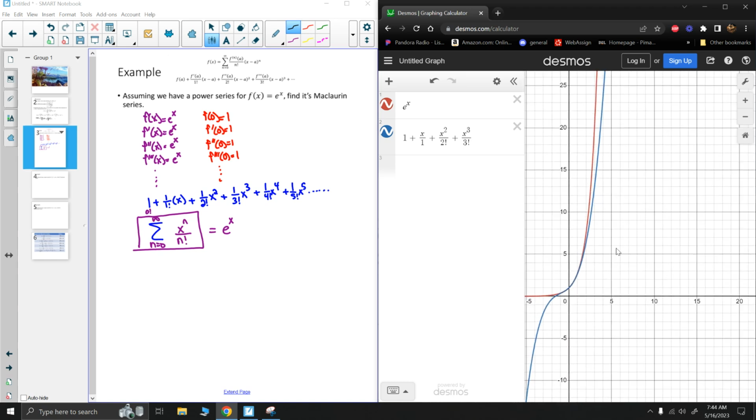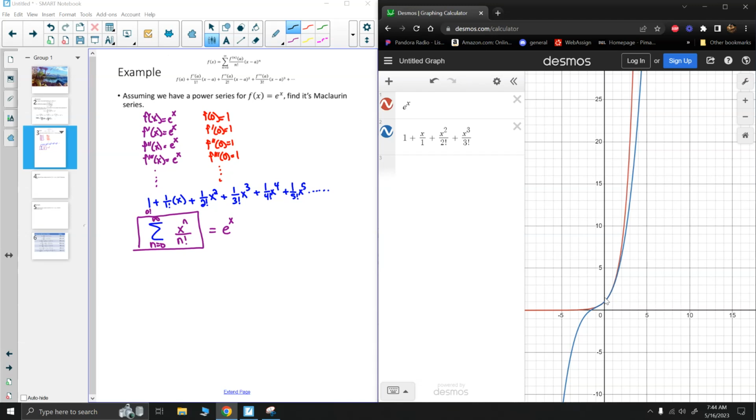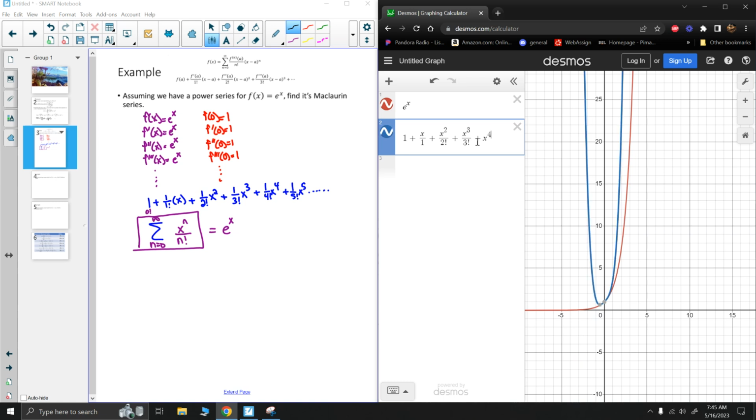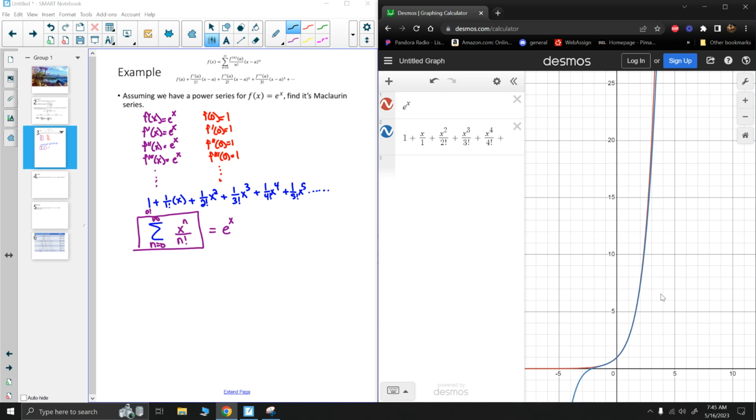But really, we don't care so much about that, since n is starting at 0 and moving on. We really care about this portion of it getting closer and closer. And as we take a look at this, it's definitely getting closer and closer. In fact, that's getting pretty darn good.